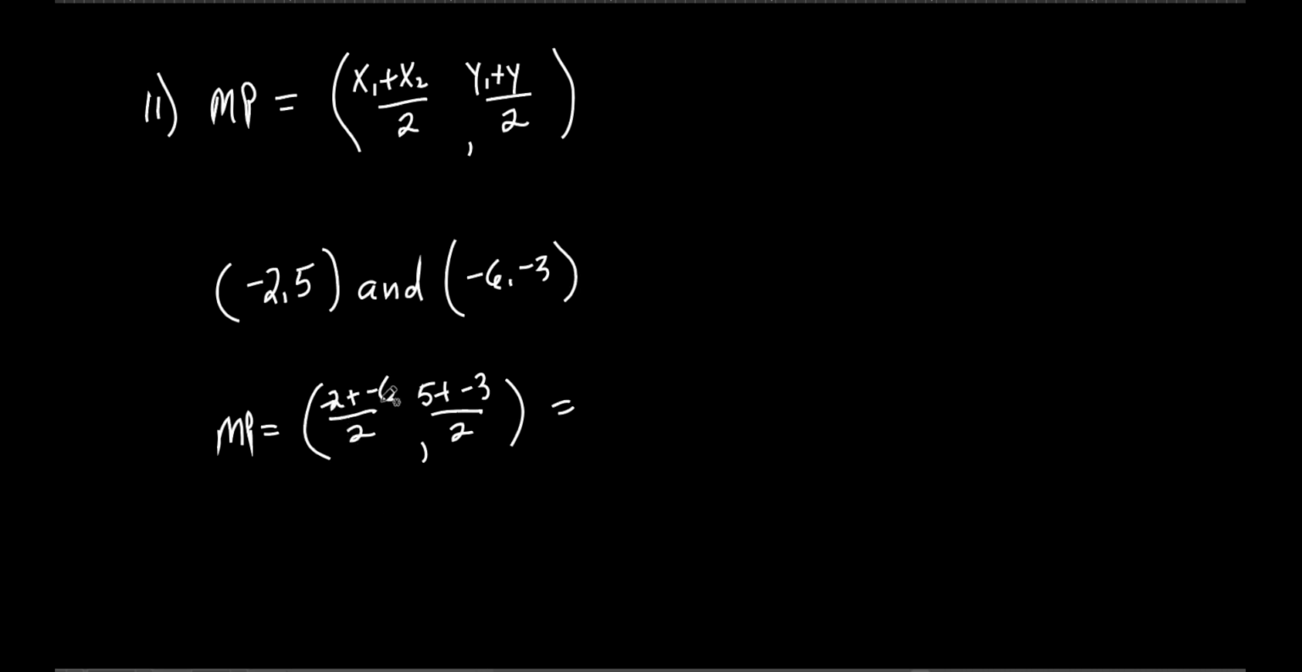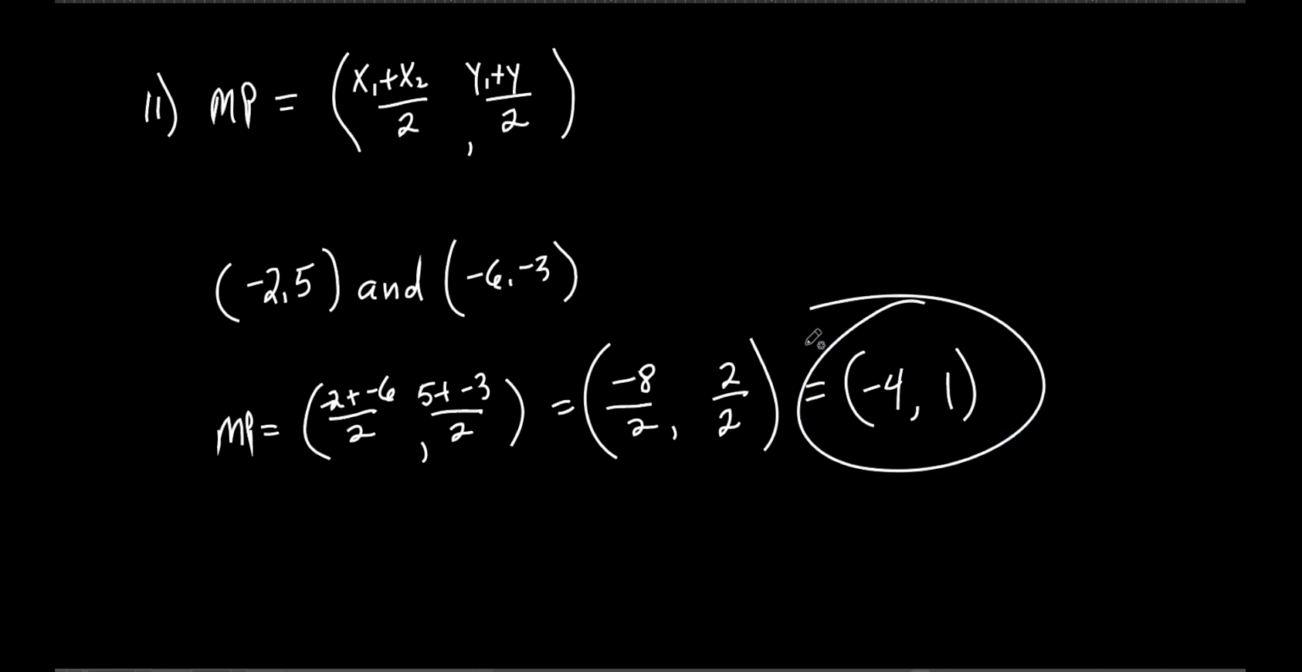So let's do this. -2 plus -6. I'm going to do this across. -2 plus -6. For time, I'm just going to tell you what it is. It's -8 over 2. All right, let's do the second part, the y part. 5 plus -3 is 2. Put that over 2. We don't leave the answer like that. You'll always, always, always simplify your fractions. What's -8 over 2? That's -4. What's 2 over 2? That's +1. That is your answer.